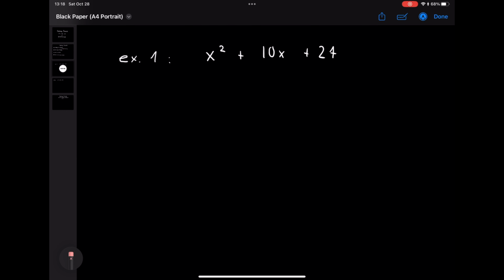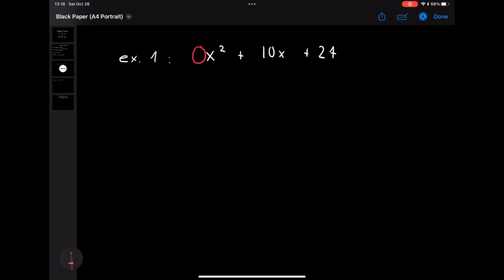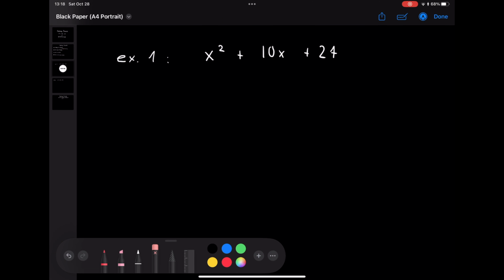So this is our first example, x squared plus 10x plus 24. What we can clearly see in this is that the coefficient, since there is nothing in front of the x, just implies that the coefficient is 1. Let's get into how I would start this.